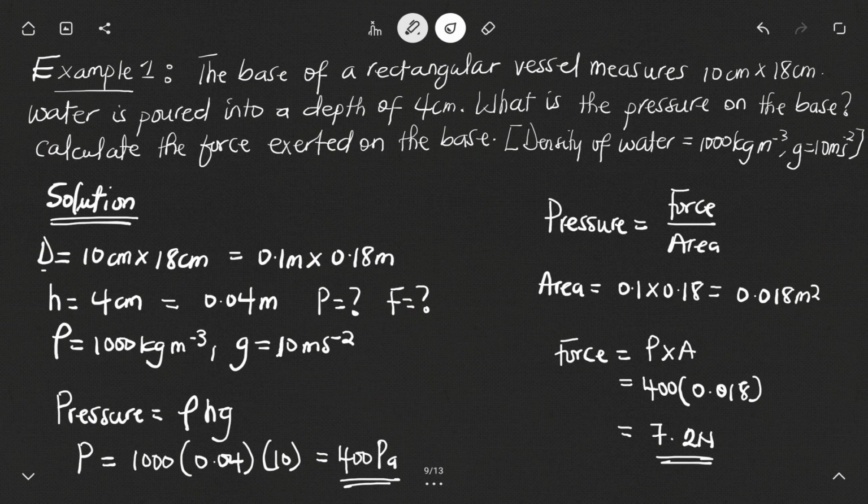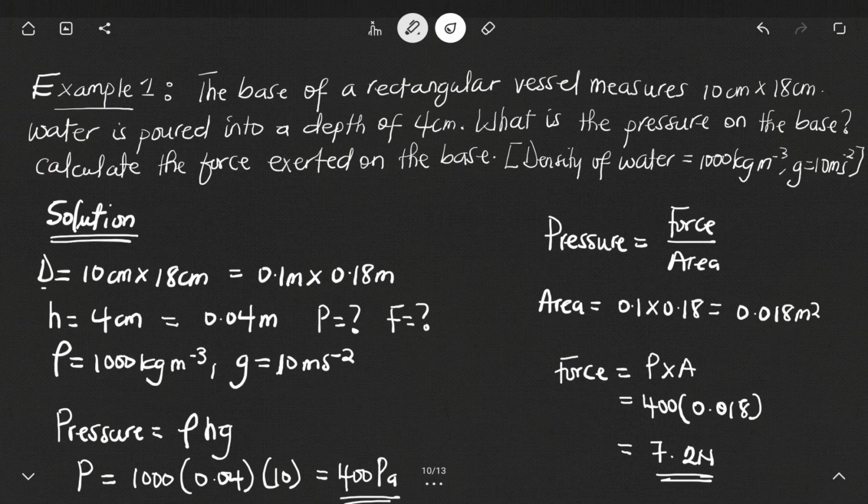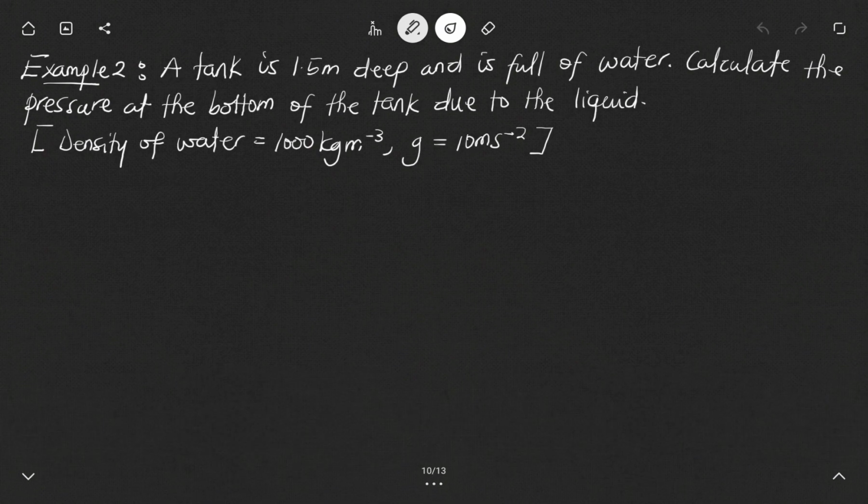All right, so now let's look at the second example. Example number 2. A tank is 1.5 meters deep and is full of water. We have to calculate the pressure at the bottom of the tank due to the liquid, given that the density of the water is 1,000 kilogram per meters cube and acceleration due to gravity is 10 meters per second squared. All right, so this is a fairly easy example. So let's look at the solution.